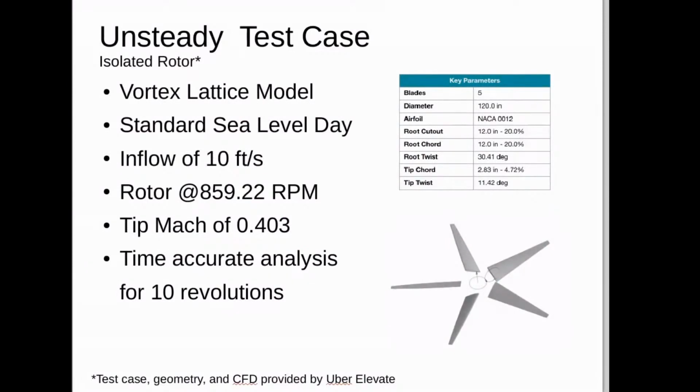Next one is the isolated rotor. So this is basically a test case that was provided by Uber. Rob gave this to me. Thank you for that. We ran it in the vortex lattice mode. All the inputs there: standard day, inflow of 10 feet per second, about 186 RPM, tip Mach 0.4. And this was run in a time accurate analysis for 10 revolutions. And then the geometry there is shown in the lower right, and the details of the geometry in the table up there in the upper right.